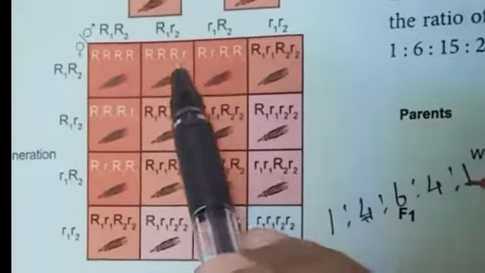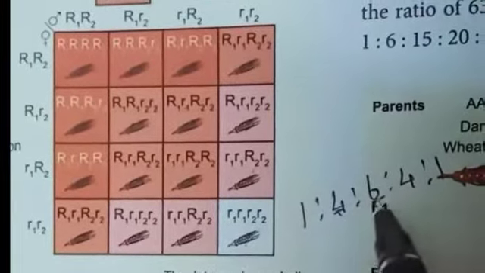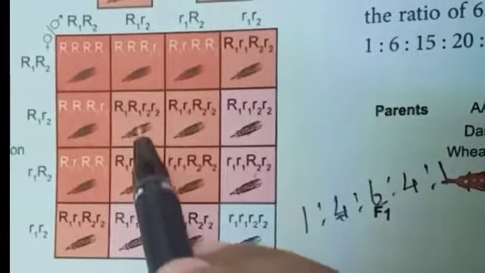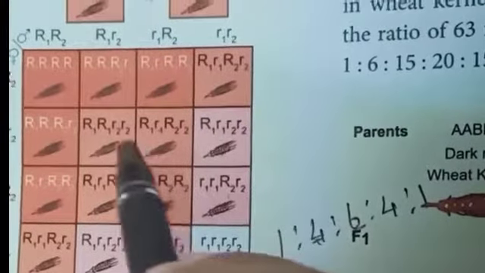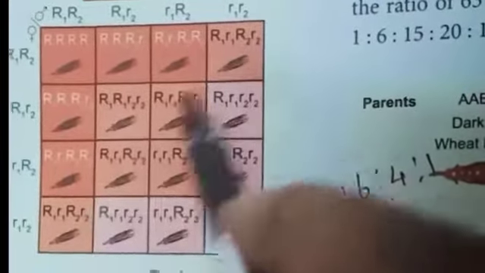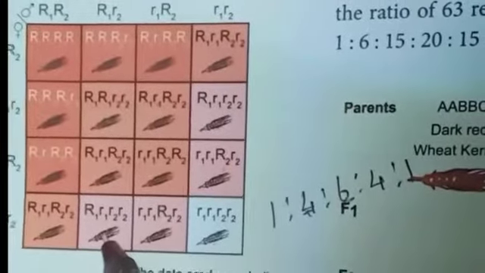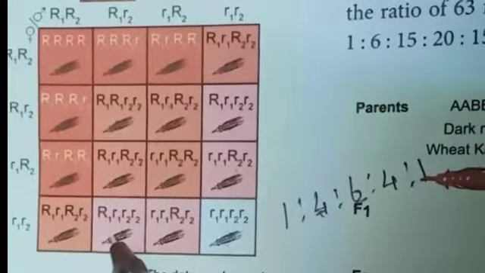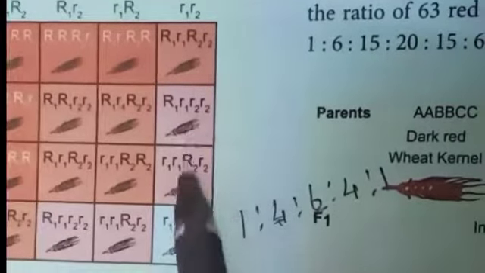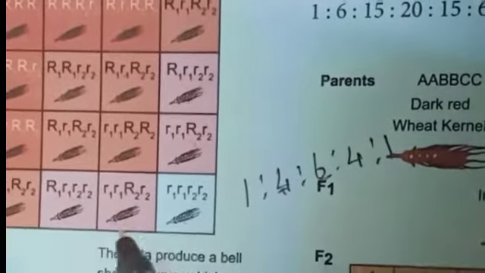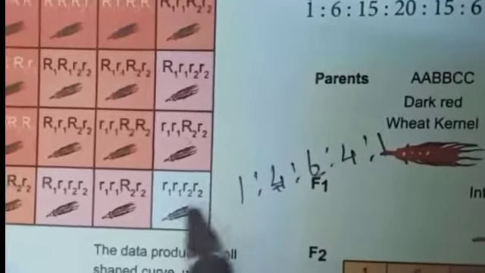So here 3 R genes are present. So another one, 6: 1, 2, 3, 4, 5, 6. These 6 are medium red color. Another one, capital R, only one capital R present. So it's a light red in color. 1, 2, 3, 4 light red color. So there is no capital R gene, absence of R gene. So this is a white kernel color.